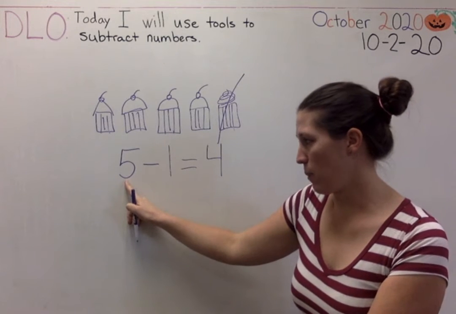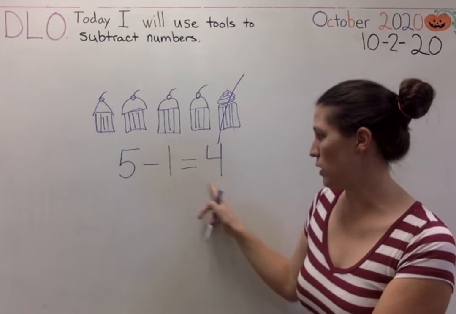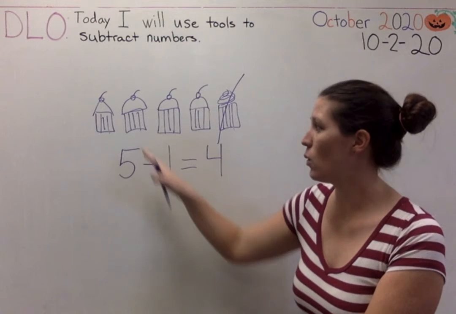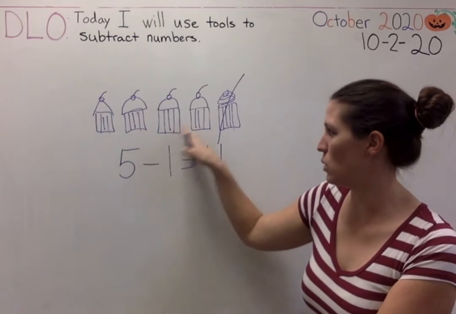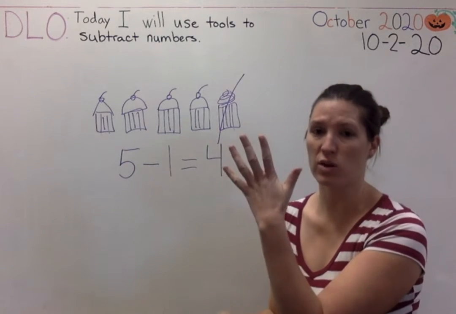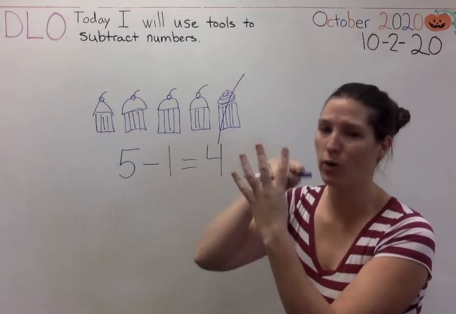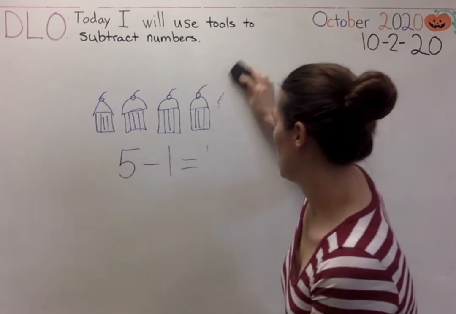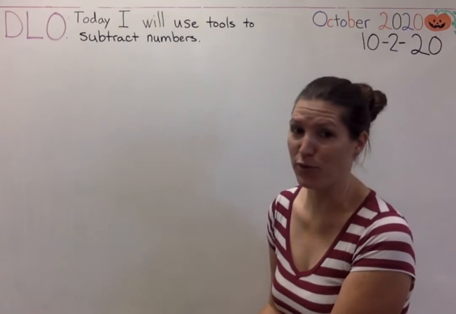I had 5 cupcakes. I gave away 1. What's my difference? How many are left? 4. Or I can count my pictures. 1, 2, 3, 4. If I have 5 fingers, I could take one away. How many are left? 1, 2, 3, 4. All right, let's do another one. I had 5 cupcakes.